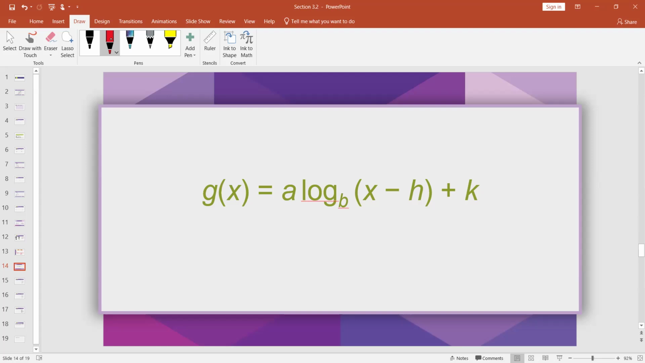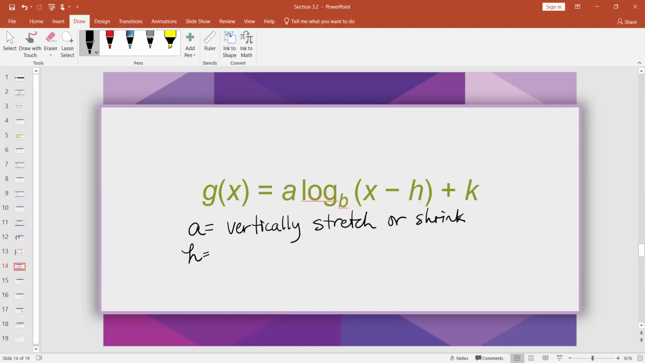Logarithmic function graphs, like the graphs of every other function we've had, are transformed in similar ways, where the a, of course, is the coefficient of the log. It will vertically stretch or compress the graph. The h is always being subtracted from x. Another thing: a negative a will always reflect across the x-axis.